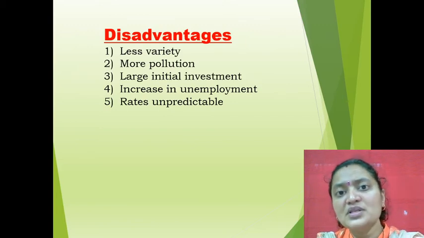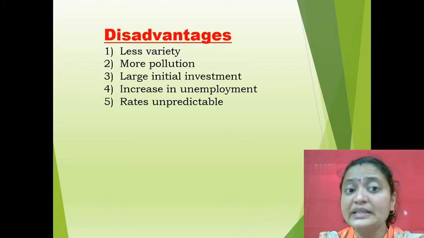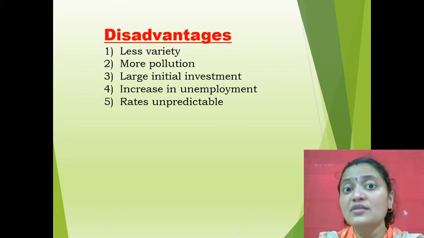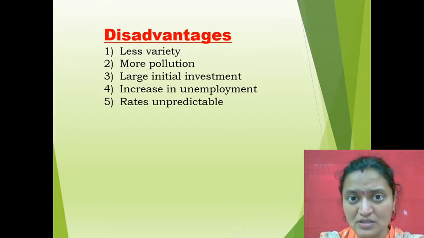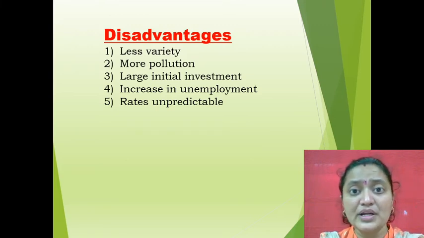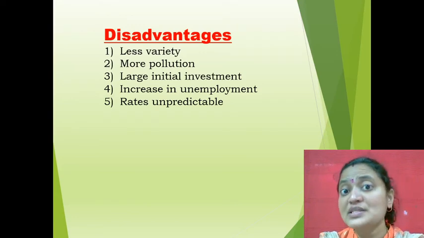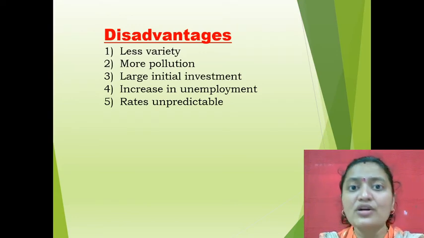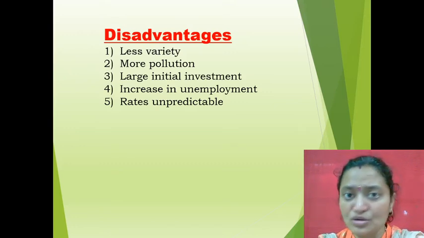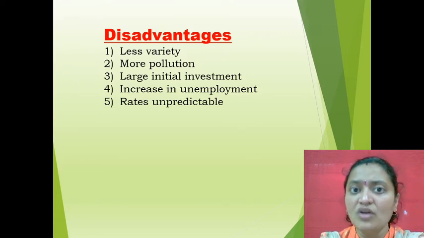Then apart from this, we'll be studying the disadvantages of automation. In that, the first one is what? Less variety. See here, we should not only think from the point of view of positivity. It doesn't mean that because a machine is there, it will do the work automatically and always have only good points or only benefits. It's not like that. Apart from that, some demerits or disadvantages are also there.